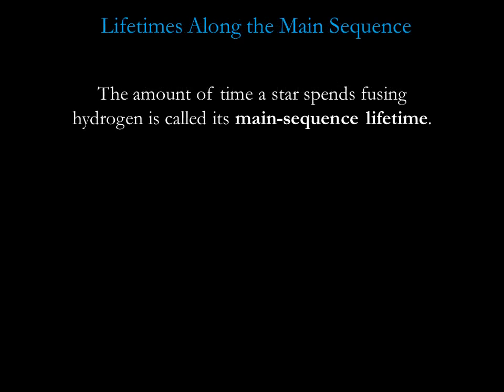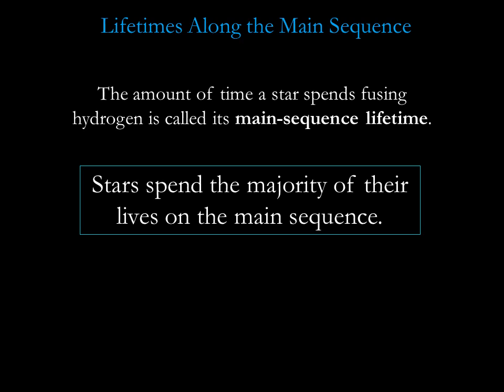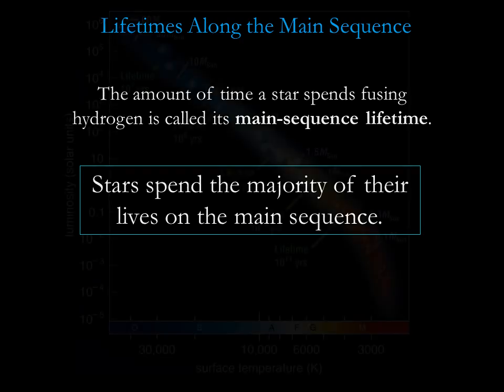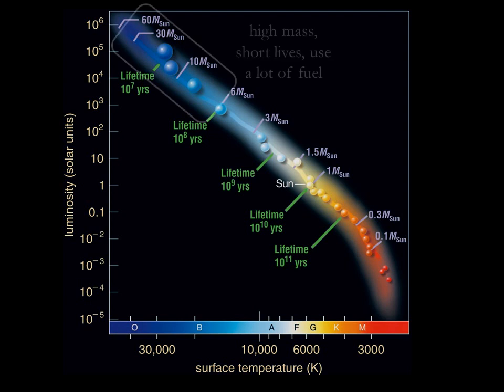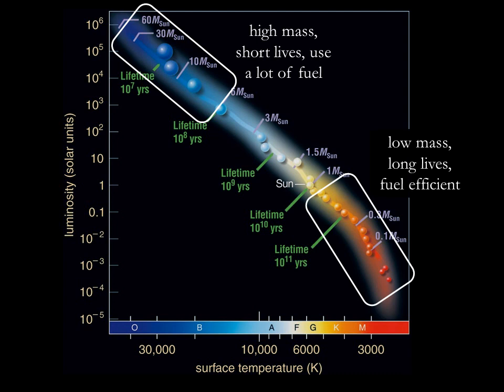A star is born with a limited supply of core hydrogen and therefore can remain as a hydrogen-fusing main sequence star for only a limited time. This is called the star's main sequence lifetime. Stars spend the vast majority of their lives on the main sequence. Massive stars near the upper left of the main sequence have shorter lives than the low-mass, cooler, and dimmer stars on the bottom right of the main sequence. Even though more massive stars have more hydrogen to start with, they fuse their hydrogen into helium so rapidly that they end up with shorter lives. The smaller stars are simply more fuel efficient.